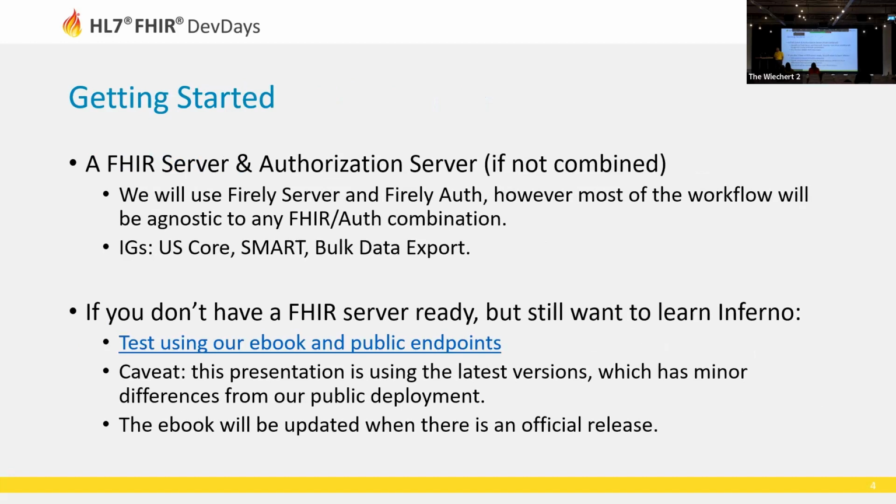So let's get started. First, if you didn't know, you need a FHIR server and an authorization server. Again, we'll use FHIR server products today, but this is agnostic. Most of the workflow will look the same in any other authorization server, just maybe the screens look different. You also need to load US Core, Smart on FHIR, and bulk data export into your FHIR server. I purposely didn't put numbers here because there's some options you could choose. We'll do a specific set of options, but you could do core 3 or 5.